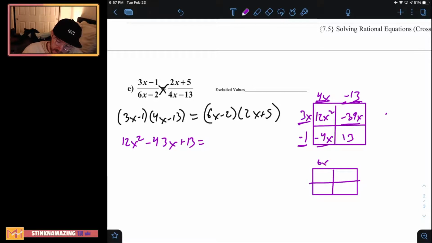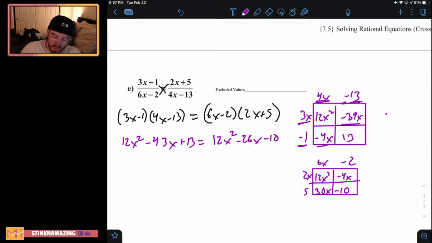Equals, again, another box method in order to multiply that one together. We get 6x and -2, 2x and 5. So that's 12x squared minus 4x, 30x, and -10. 12x squared, 30 minus 4 is 26x, and -10. Interestingly enough, we ended up with 12x squared on each side.